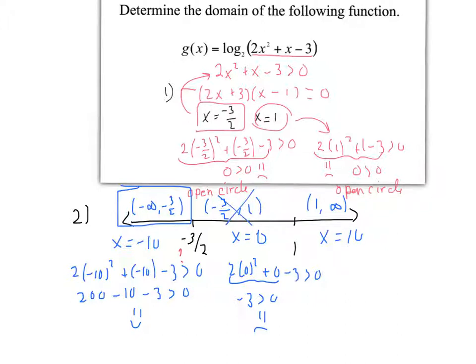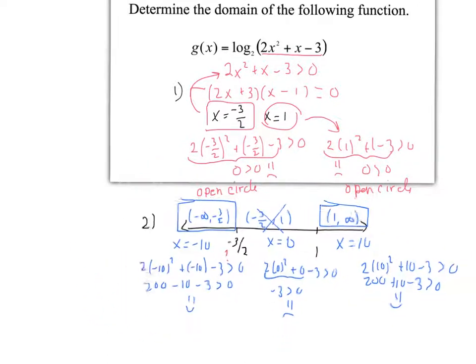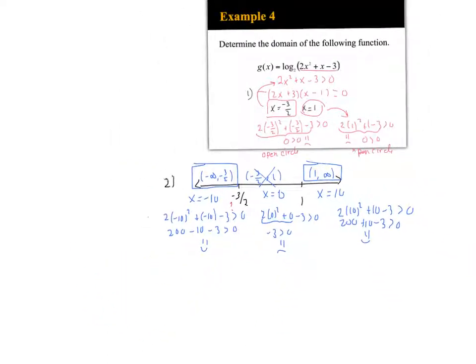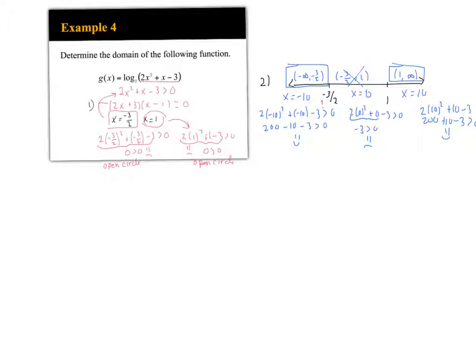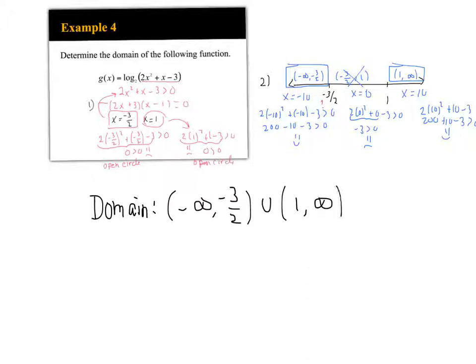And finally, I'm going to go through the work. You should go through the work, but I think most of you eventually will. You guys are really good at finding patterns. You probably are going to assume that this is going to be true, and sure enough, it's 200 plus 10 minus 3. And that is greater than 0, and so we're going to keep this region. And so, in the end, our domain is the regions that we keep. So here's our work. And so the domain, the regions that we kept, is -infinity to -3/2 union 1 to infinity. So I hope this helps.